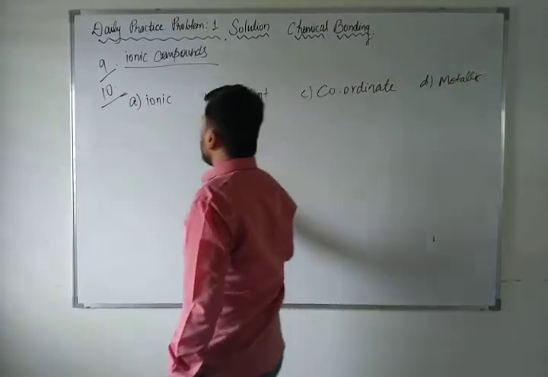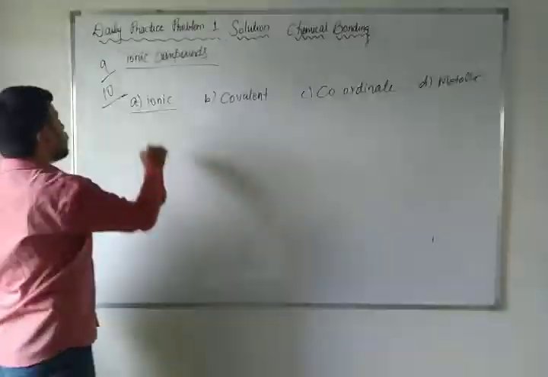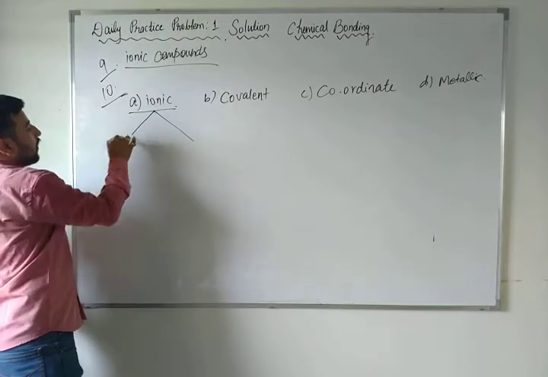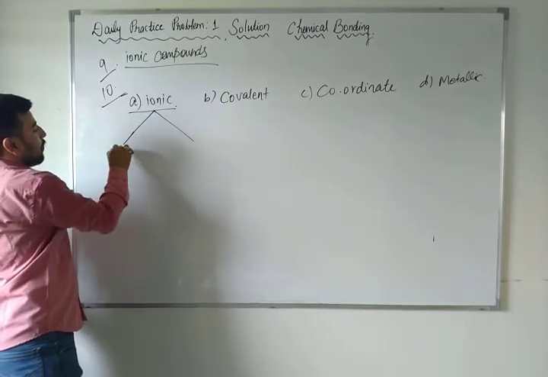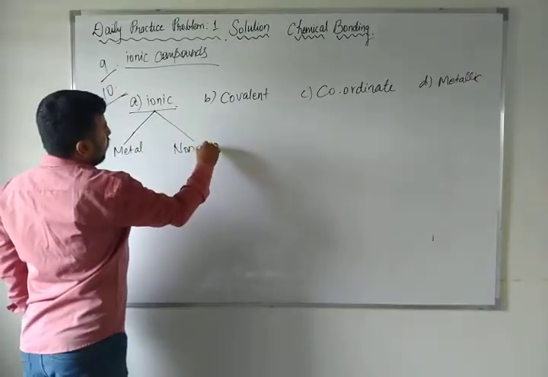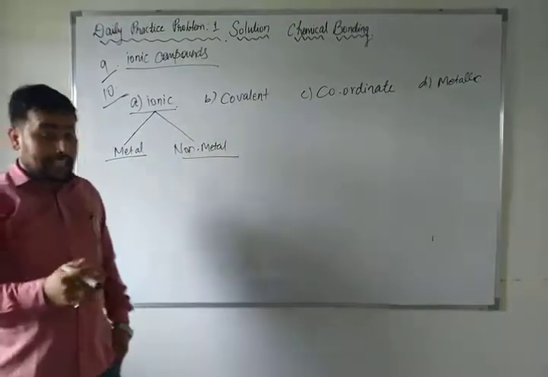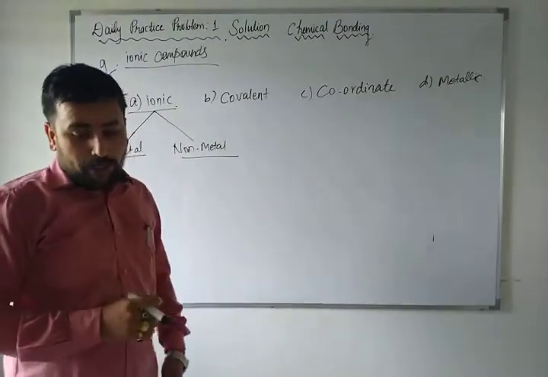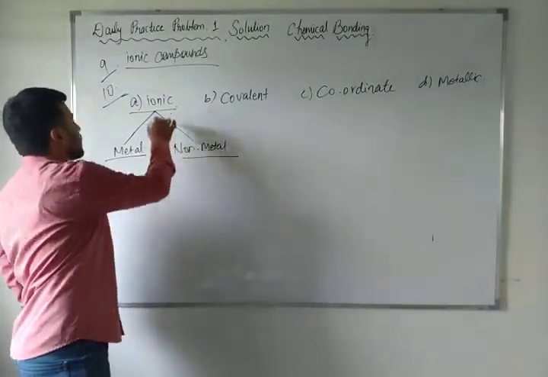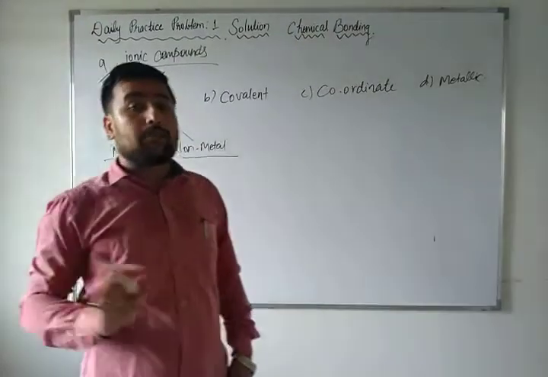First of all, you should remember, ionic bond is formed between two different atoms. One is cationic, that is called metal, and another is non-metal. You know very well, so these both are two different elements. Question is, a bond formed between two like atoms cannot be ionic.